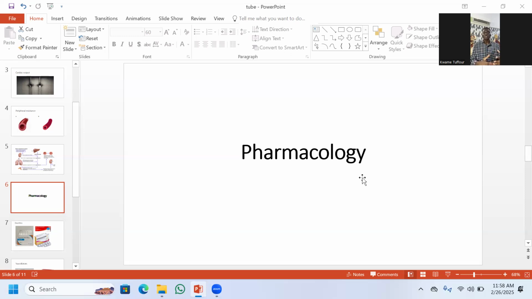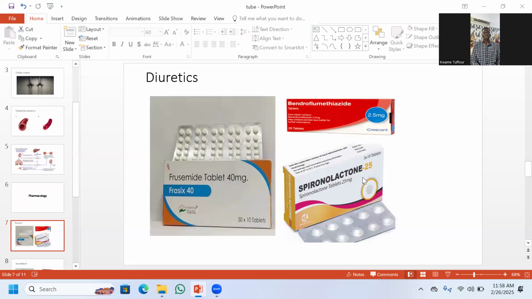So we have drugs that will reduce the cardiac output, knowing that definitely the blood pressure will reduce as a result. Then we have drugs that will reduce the peripheral resistance. And for that reason, the blood pressure will as well reduce. Good. So we start with diuretics.